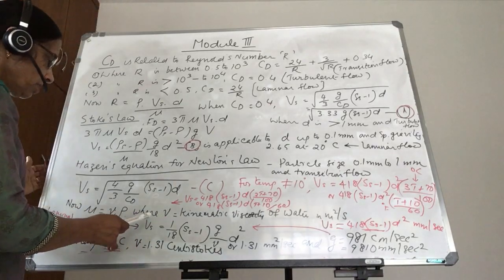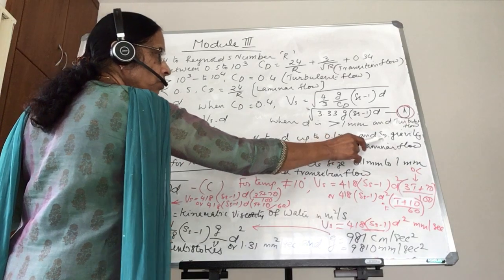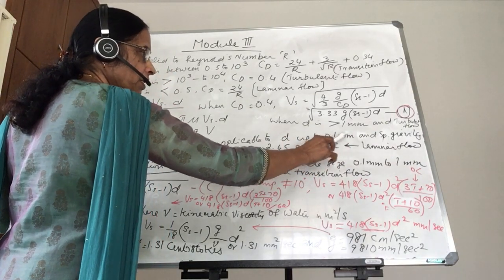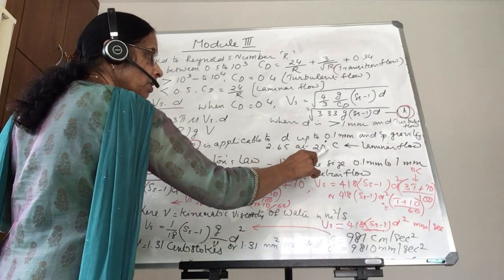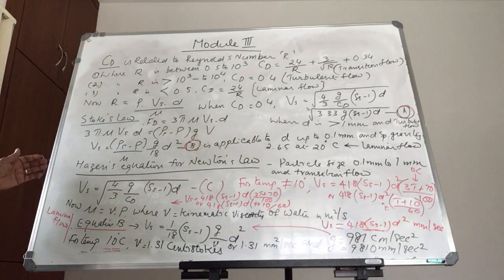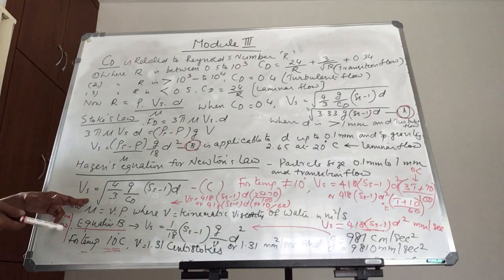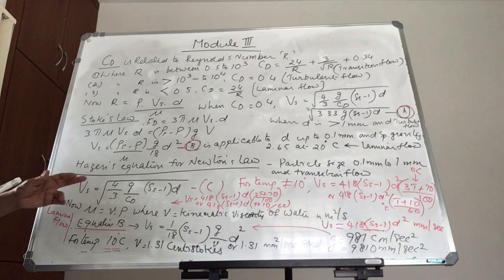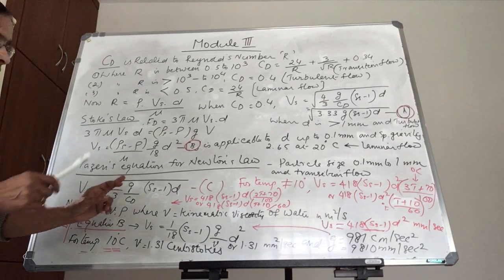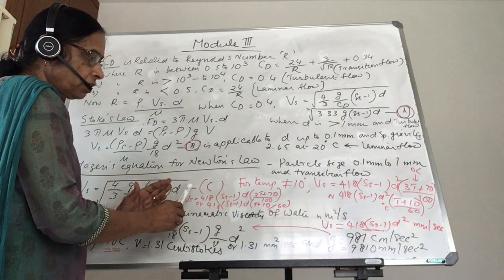As I mentioned, this equation B is applicable up to 0.1 mm size, and the specific gravity is 2.65. The equation is for particles up to specific gravity 2.65. Now, this equation is for laminar flow condition. If it is for transition flow condition, we can make use of the same equation, with a small variation.